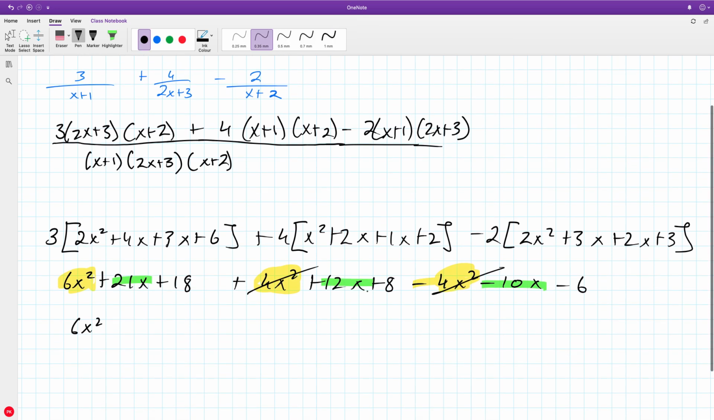All the x's, 21 and 12 is 33. 33 minus 10 is plus 23x. And the last one then is plus 18, plus 8, minus 6 is 2 and 18, plus 20. 6x squared plus 23x plus 20.